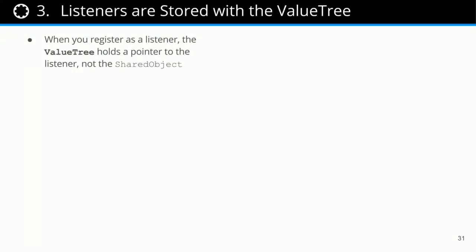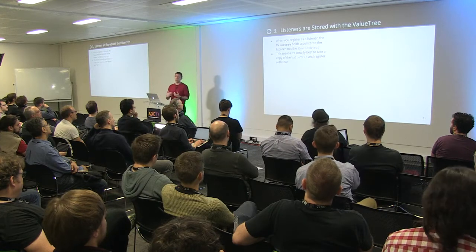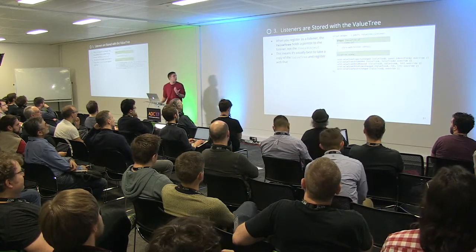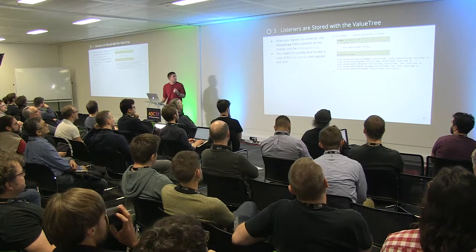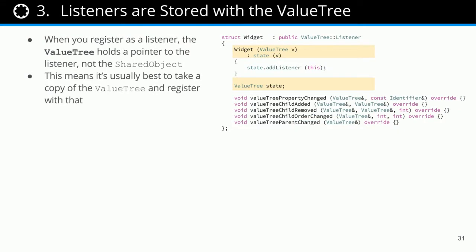Because of this, all the data is stored in the shared object, but when you register a listener, the listener is stored with the ValueTree, not the shared object. Okay? So this means that it's usually best to take a copy of the ValueTree and register as a listener to that. So this enables us to write our code like so. If we had a widget that is interested in changes to this ValueTree, we just inherit from ValueTree listener and take a copy of the state, and then we can add ourselves as a listener. And you'll notice there's no destructor here. We don't need to remove the listener or anything like that. When the ValueTree goes out of scope, so does the listener list.